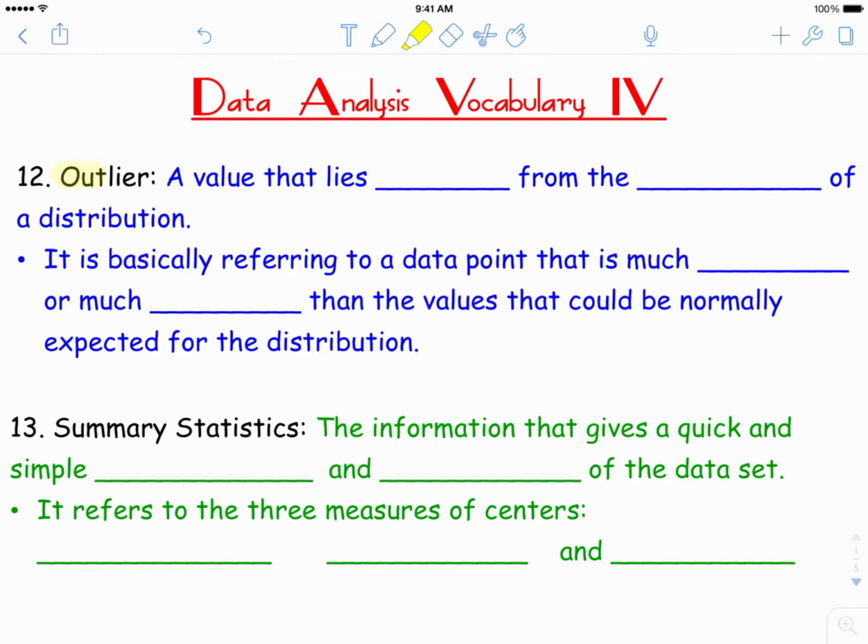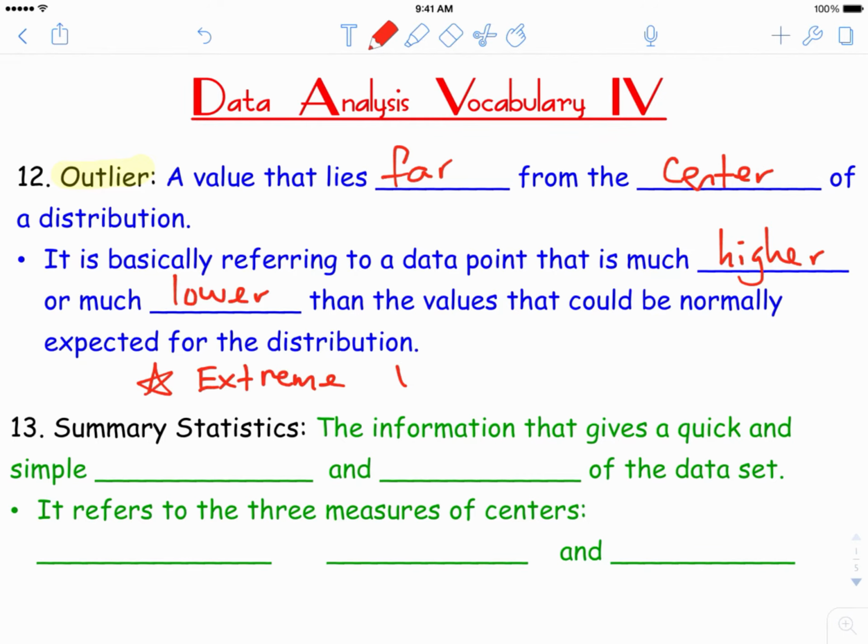The word outlier refers to a value that lies far from the center of the distribution. It is basically referring to a data point that is much higher or much lower than the value that can be expected for the distribution, which the data point can also be called the extreme value.